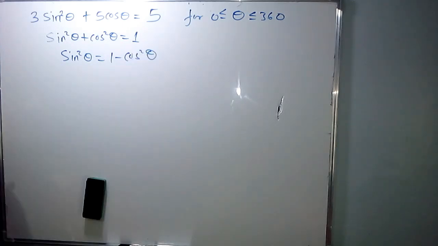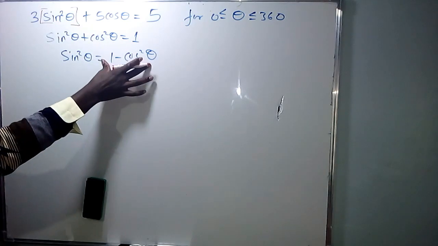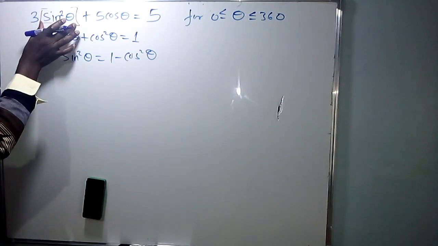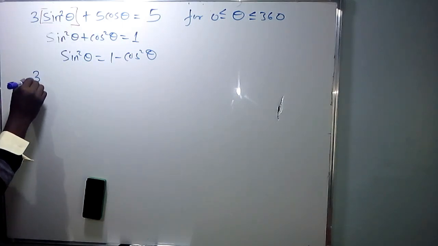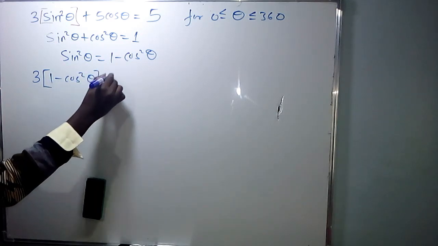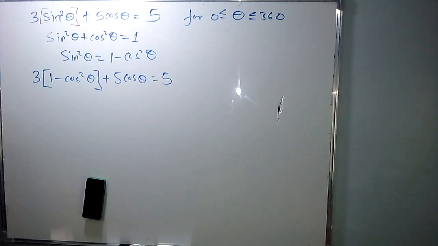So in our original equation, where there is sine squared theta, we substitute with 1 minus cos squared theta. So we have 3 into 1 minus cos squared theta, then plus 5 cos theta is equal to 5. Now we only have cosine as the only ratio, isn't it? So if cosine is the only ratio, it means we can now solve that equation.